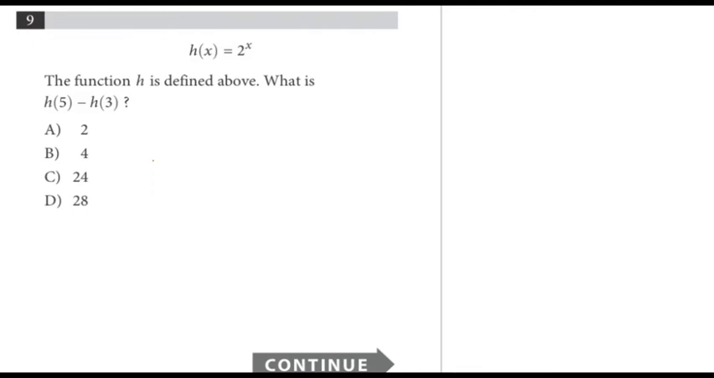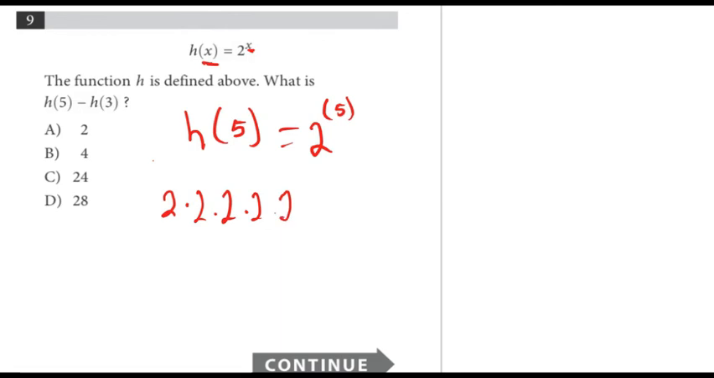So first let's find h of 5 separately. H of 5, plug that in. H of 5 equals 2 to the x, and every place we see x, we plug in 5 in parentheses. Now we get 2 to the 5th power, which is 2 times 2 times 2 times 2 times 2, which is 32. Or on the calculator, 2 to the 5th power.